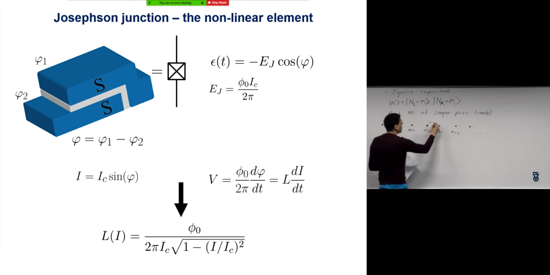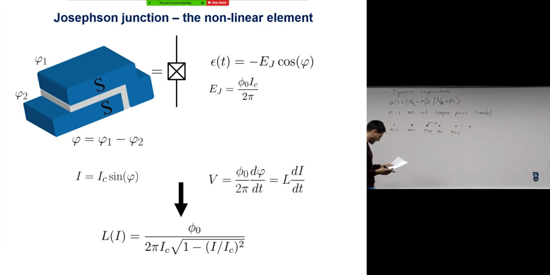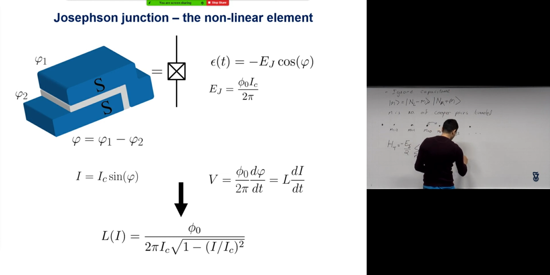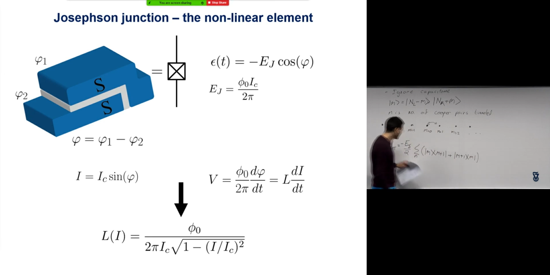And the energy to hop is just some tunneling energy. So you can write the tunneling Hamiltonian for this thing as minus Ej over 2. Ej over 2 is exactly this tunneling energy to go from one site to the other. Sum over M, M plus 1 M, plus M plus 1 M.